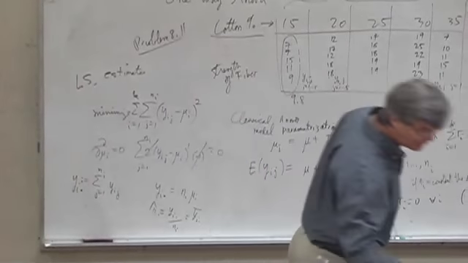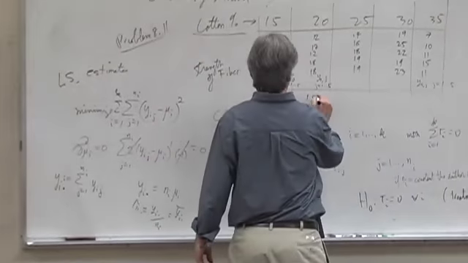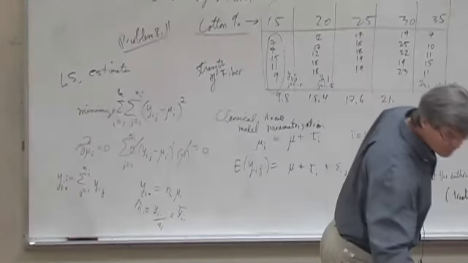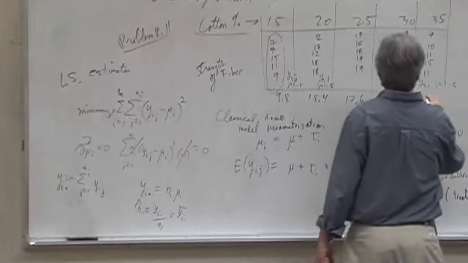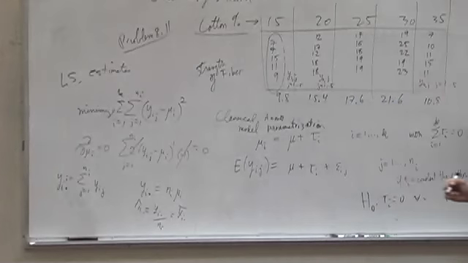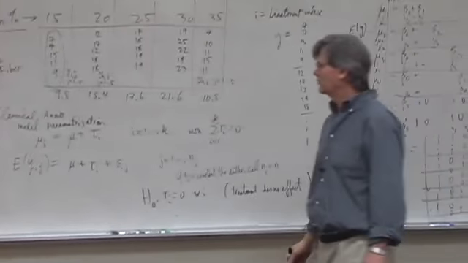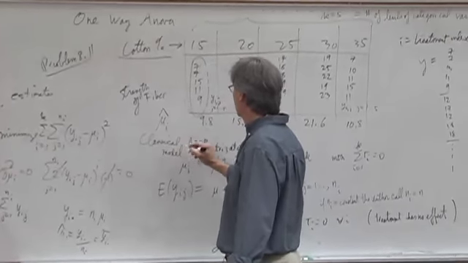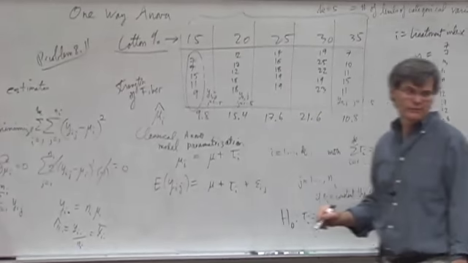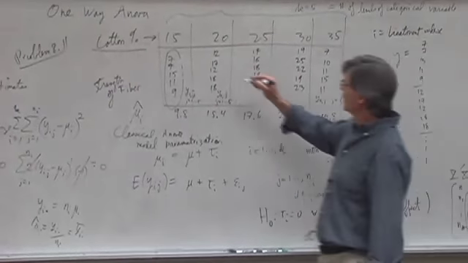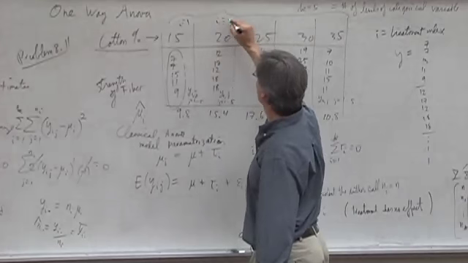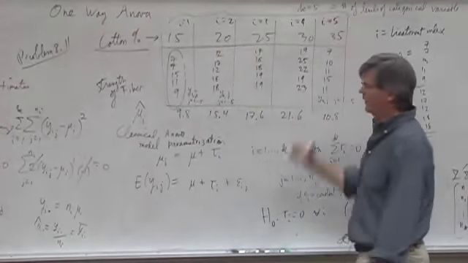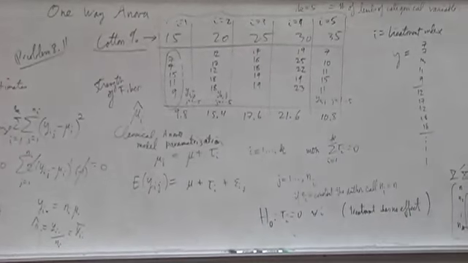They were 9.8, 15.4, 17.6, 21.6, and 10.8. I believe those were the numbers that you got there. That's mu i hat, where i goes from 1 to 5. This is i equals 1, i equals 2, i equals 3, i equals 4, and i equals the 5th group. Those are the mu i hats.